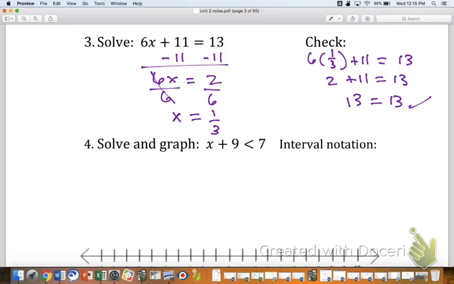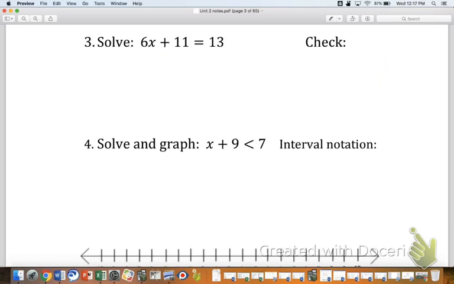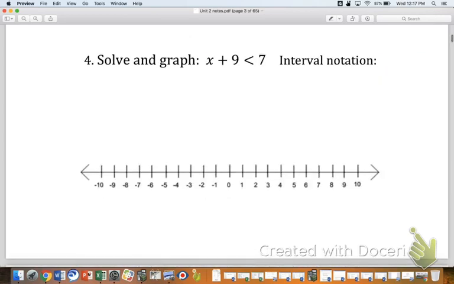So number 4 kind of goes to what I was mentioning there. Notice how in numbers 1, 2, and 3, it was blah, blah, blah equals something. So this is not blah, blah, blah equals something. This is x plus 9 is less than 7. So this is what we call an inequality. This is not an equation. It's an inequation, right? It's not equal. It's clearly less than, is the symbol there.